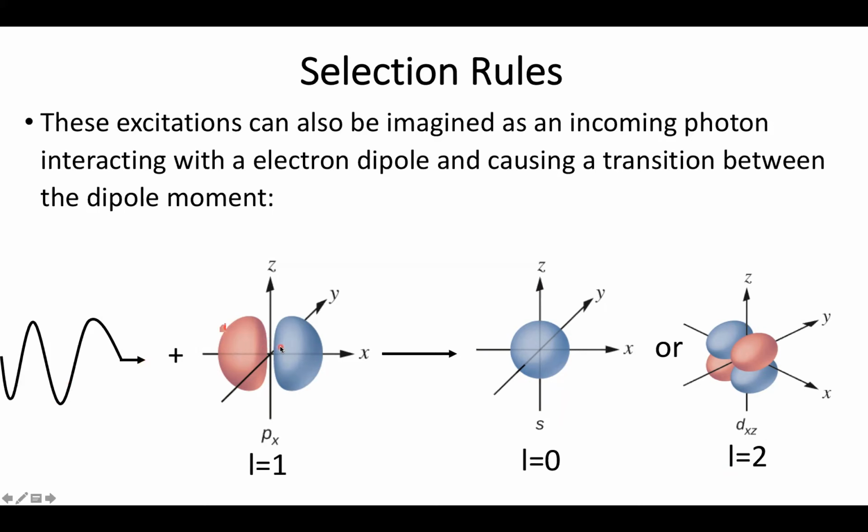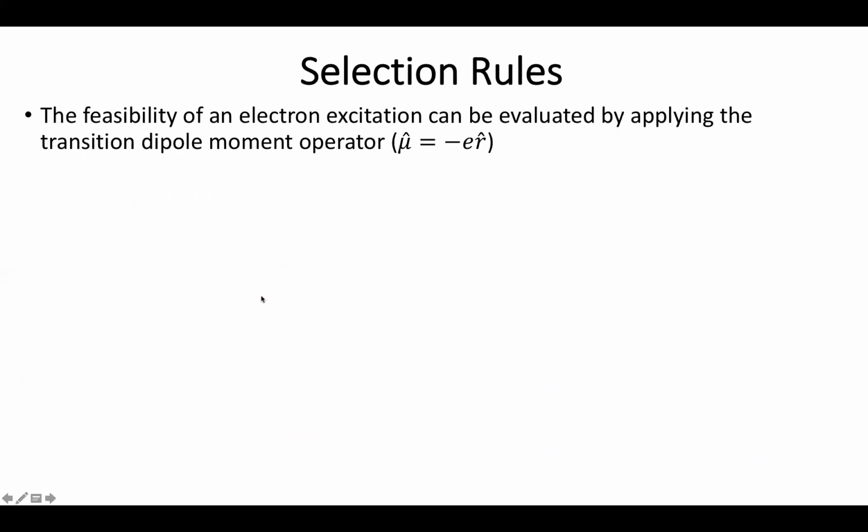And now, being a physical chemistry class, guess what happens now? We prove it with the math. So we can look at the feasibility of an electron excitation by applying, of course, another operator. So the one we're looking at this time is the transition dipole moment operator. So we're going to label this guy mu hat, because we need more hats in the world. And so this is represented by negative, the electron charge. So essentially, how much charge do I have? And of course, the radial operator, how far out that charge is.